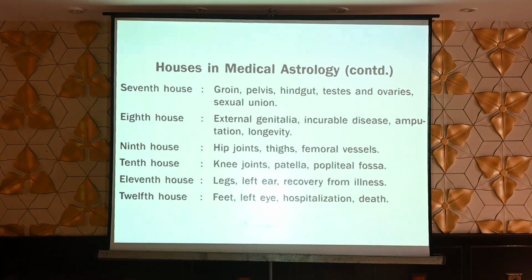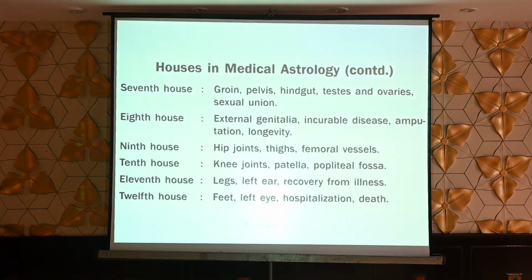Eighth is probably the worst house of the horoscope, and it can indicate incurable disease. It can indicate removal of a body part, amputation. It is also a house for longevity, and therefore, by implication, death also. And when I say amputation, it also indicates surgical procedures where we remove a body part, for example, a breast for carcinoma breast, or even an appendix for appendicitis. So, any amputation, whether it is traumatic or whether it is therapeutic, that also from the eighth house.